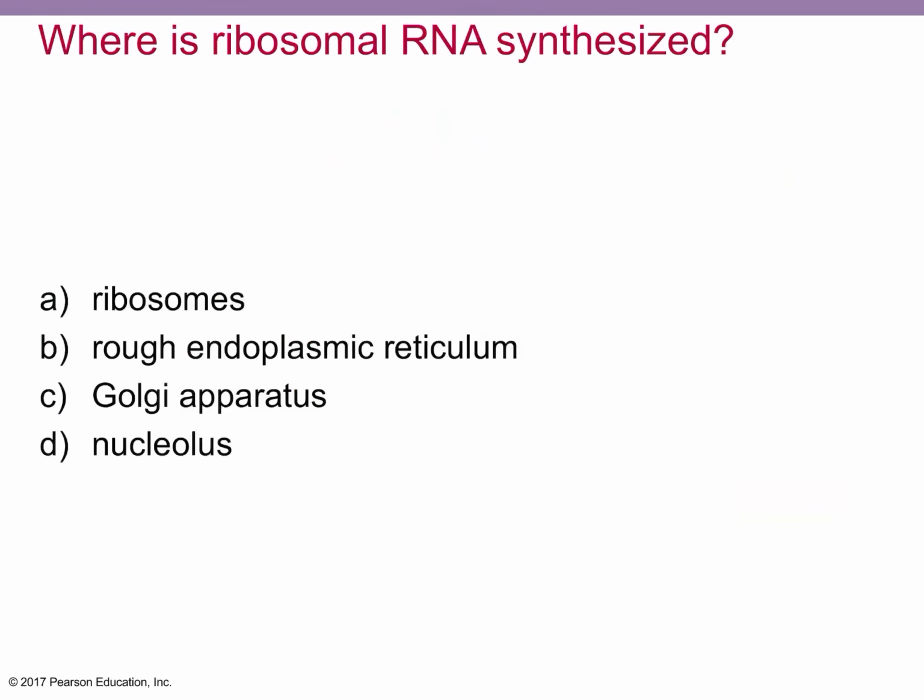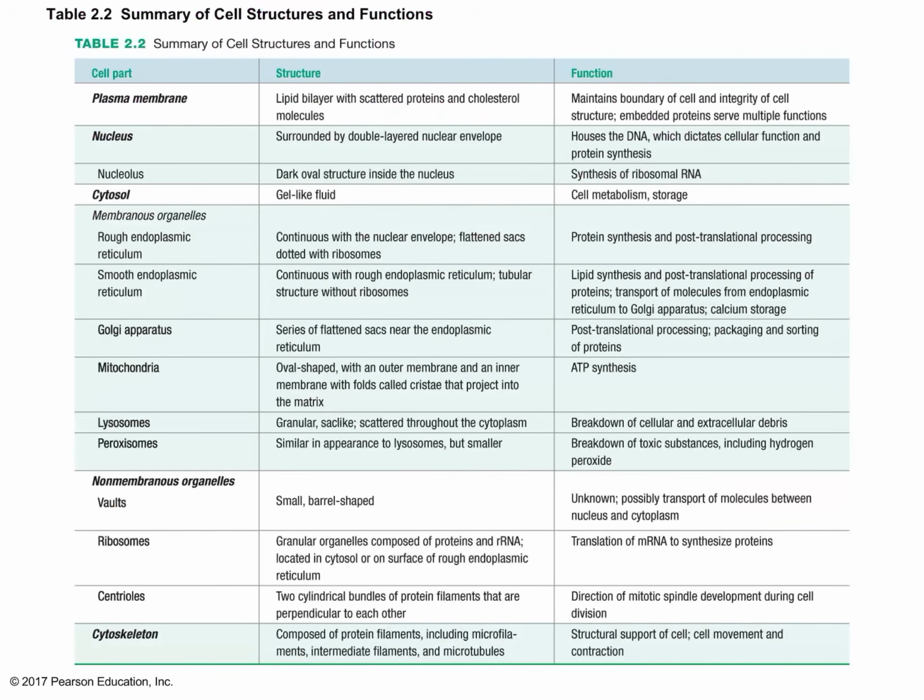All right, let's recap with a quick quiz. Where is ribosomal RNA synthesized? Answer is nucleolus.